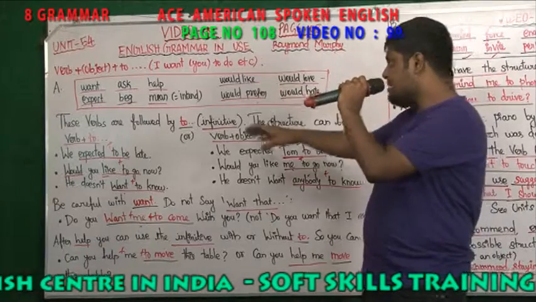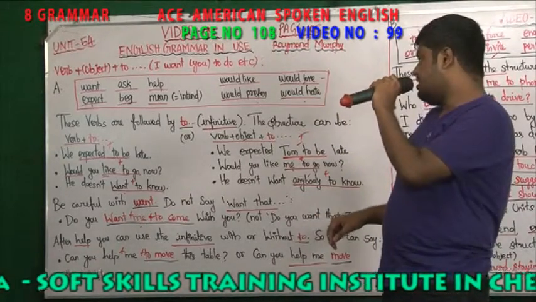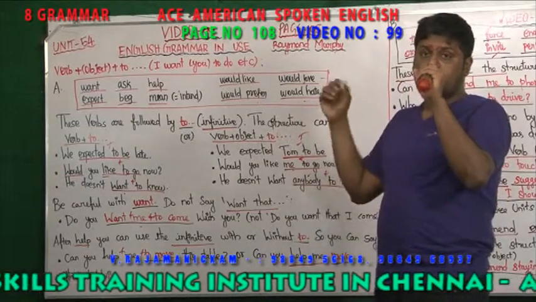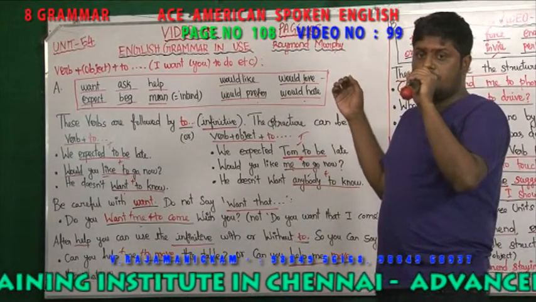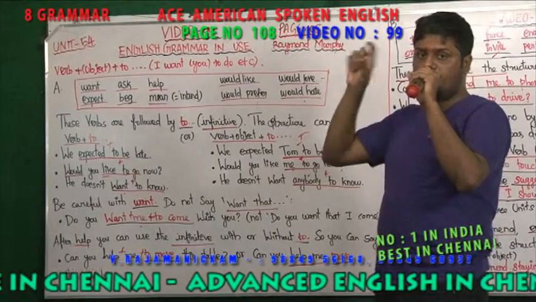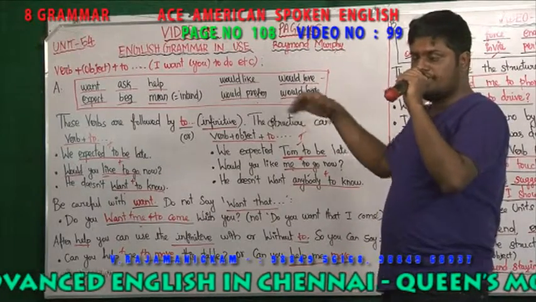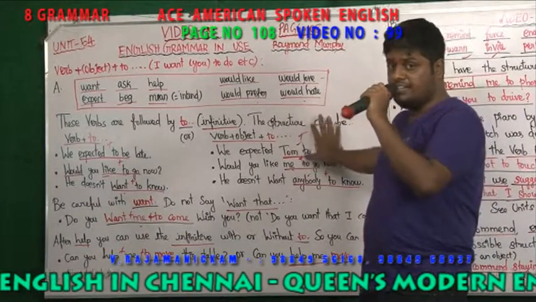Similarly, he follows the same sentence with want. For example, I want to come late. They want Tom to come late. Tom is the object, to come late. So this is the subject, want is the verb, Tom is the object, and to come late is the continuation. So it's an infinitive structure group. What is explained here is clear.